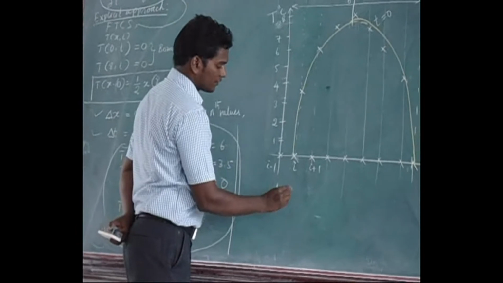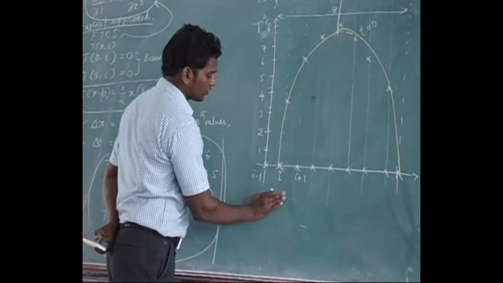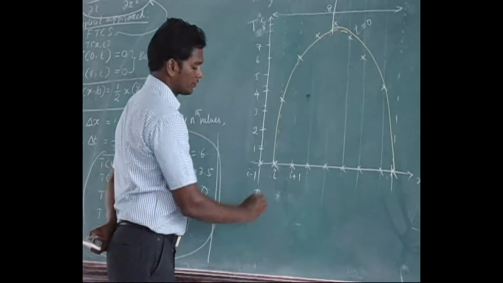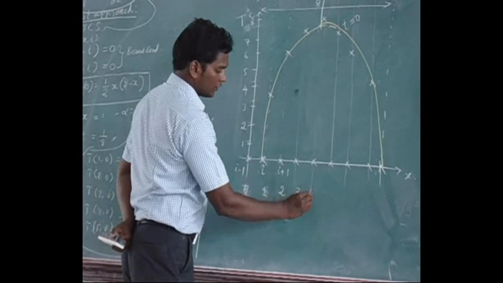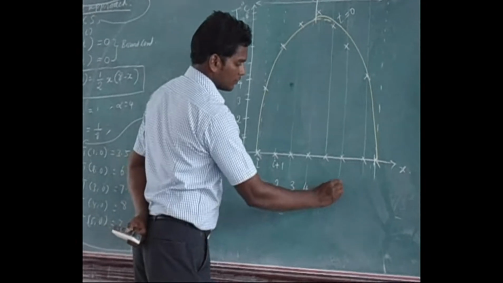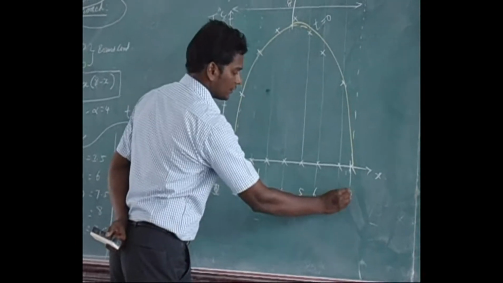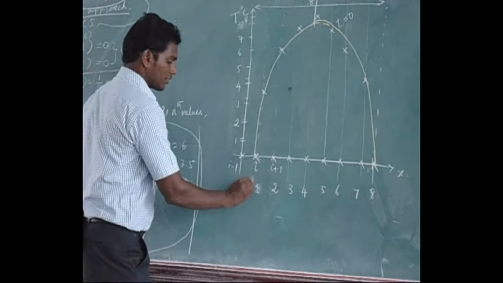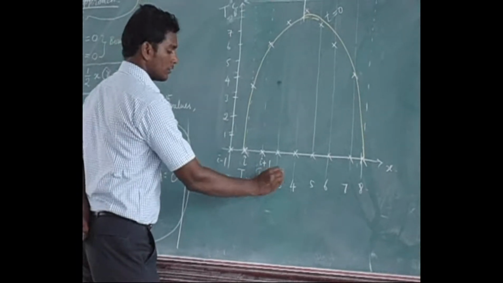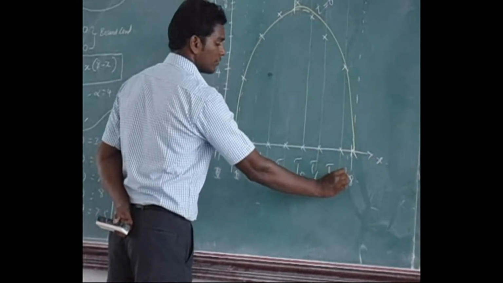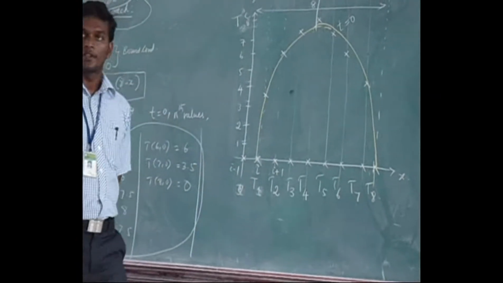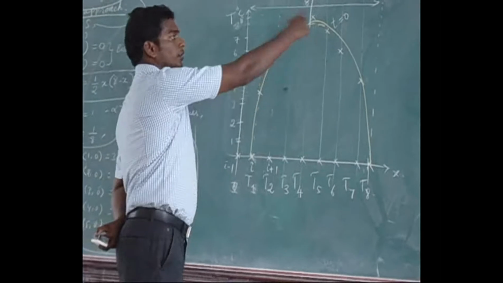Again, for your reference, this is the 0 point: 0, 1, 2, 3, 4. Okay, temperature 1, temperature 2, temperature 3, temperature 4, temperature 5. Okay, at the nth level we have plotted.